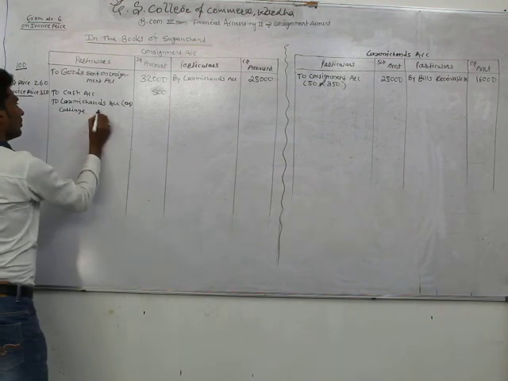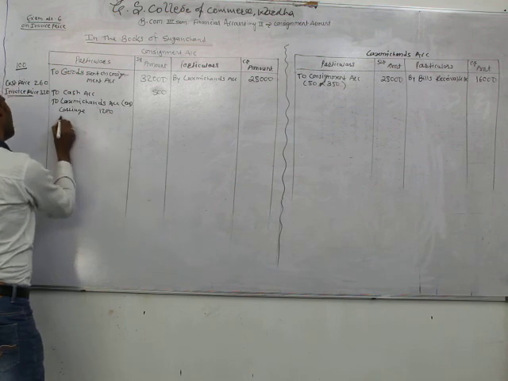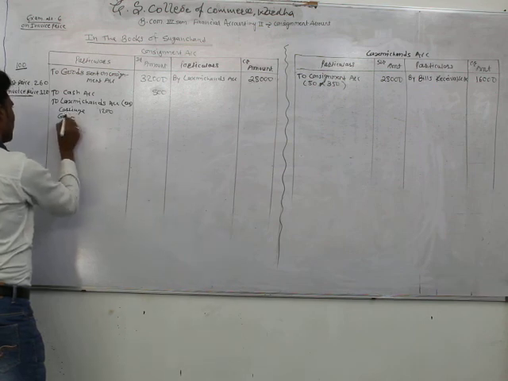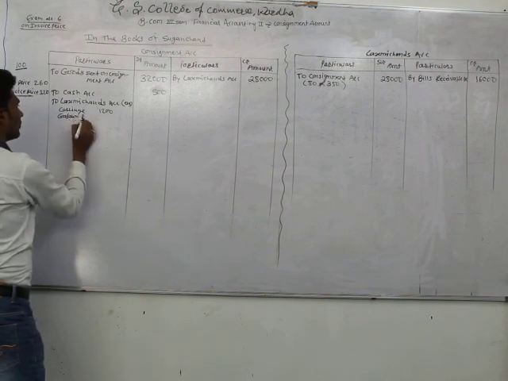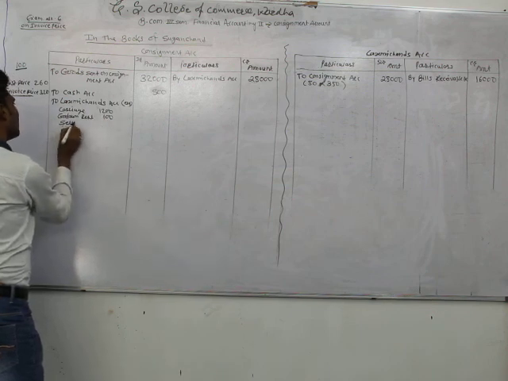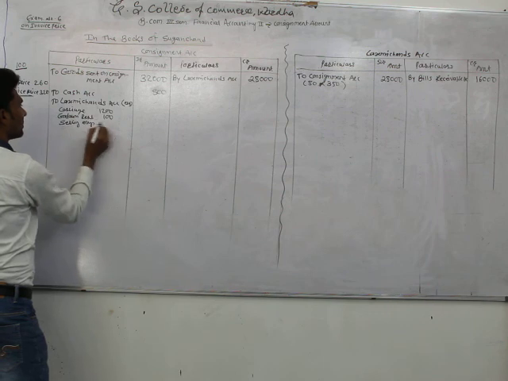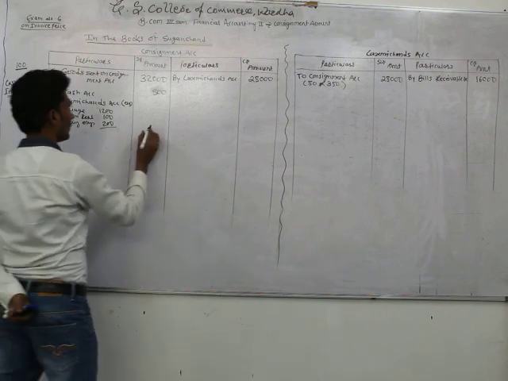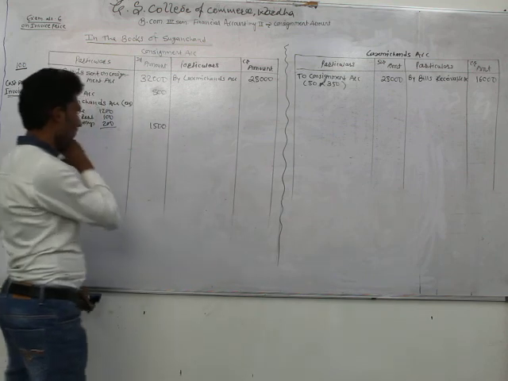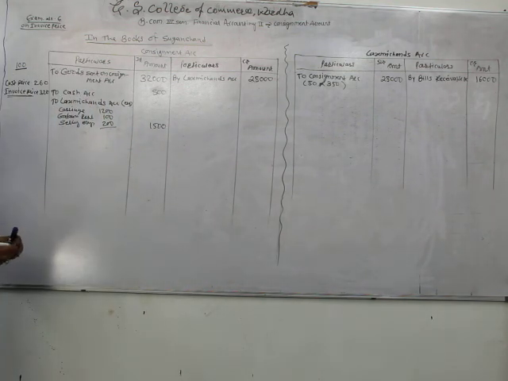Carriage rupees 1,200, godown rent 100 and selling expenses 200. Okay, it means rupees 1,500 spent by the Lakshmi Chand.